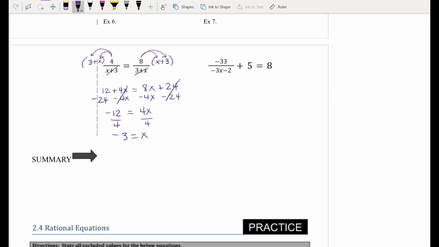Now this is my solution, but remember I have to make sure that it doesn't cause either of those denominators to be equal to 0. And you may have noticed in the beginning that our denominators here are actually the same, because we could use commutative property on x plus 3 and call it 3 plus x, so those are the same. So if we take x plus 3 and say that cannot equal 0, then we find that x cannot equal negative 3. But that's what we found to be our answer, and that's the only possibility for our answer, but it's excluded, so we have to say nope, that will not work, and this would be no solution.